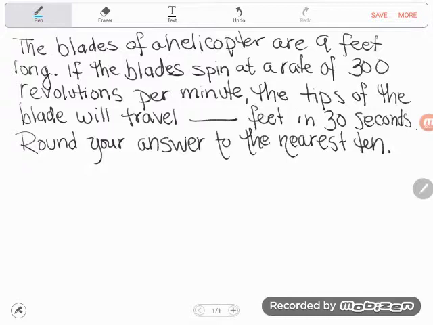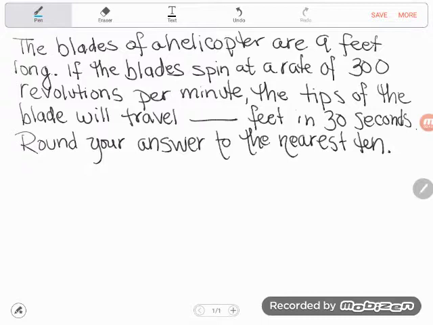But let's take a look at this problem here. We can see the geometry hidden in it. It said the blades of a helicopter are 9 feet long. If the blades spin at a rate of 300 revolutions per minute, the tips of the blade will travel how many feet in 30 seconds? And then we're asked to round our answer to the nearest 10.